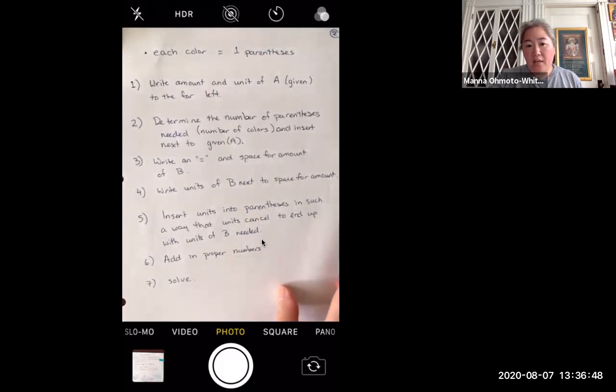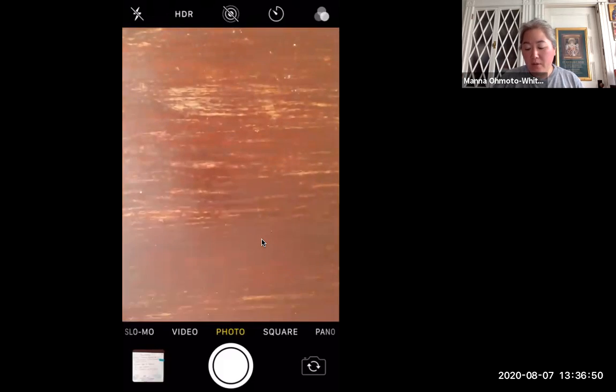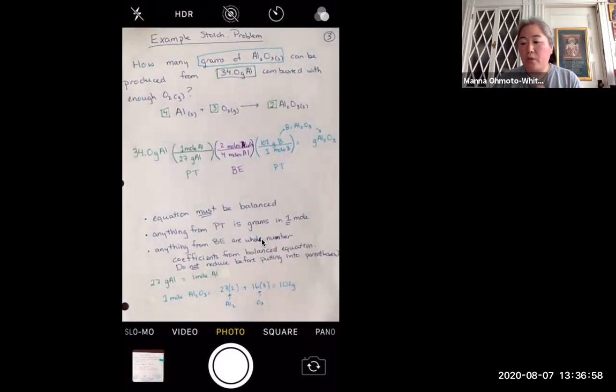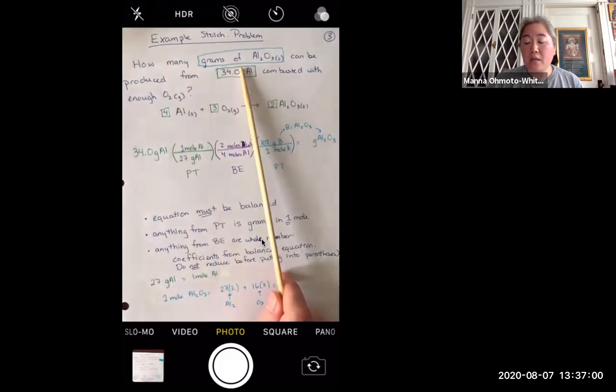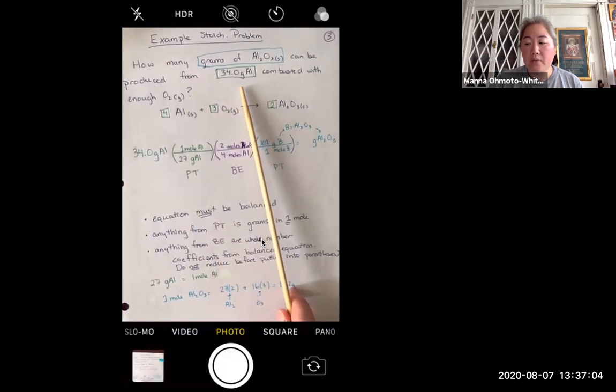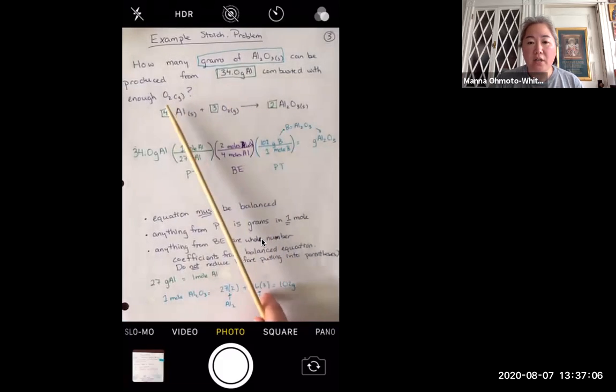So again, if none of this seems to be familiar, please watch the dimensional analysis video that I created. Hopefully that will clear things up. So here's an example stoich problem. How many grams of Al2O3 can be prepared from 34.0 grams of aluminum combusted with enough oxygen?